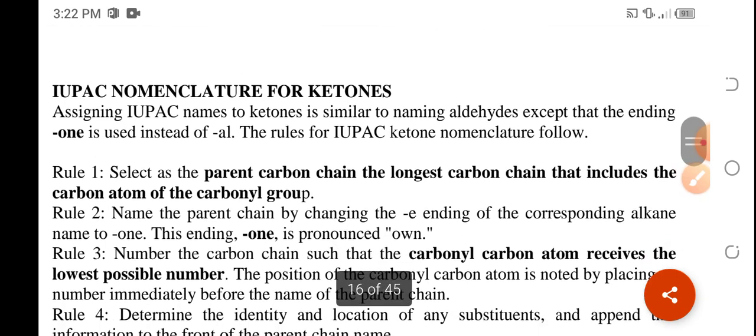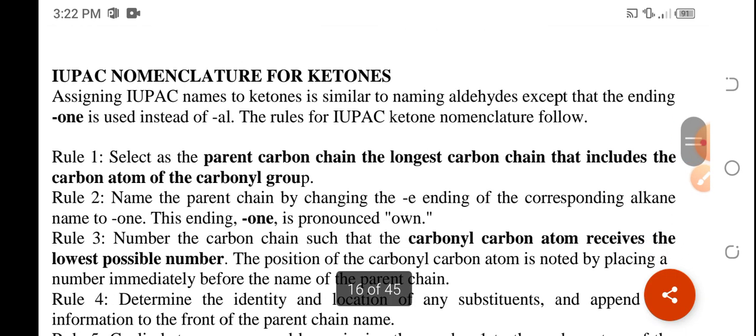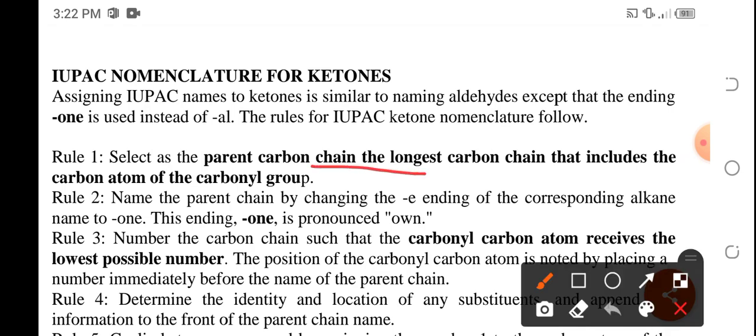Now what about the IUPAC name of ketone? Rule number 1: select the parent chain as the longest chain of carbon atoms, but in that longest chain, dapat nakasama yung carbonyl carbon. Okay? So parang parehas lang din sila nung aldehyde. Kailangan nakasama ang carbonyl carbon sa parent chain.